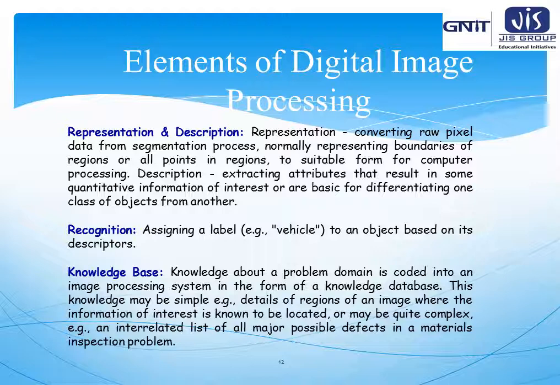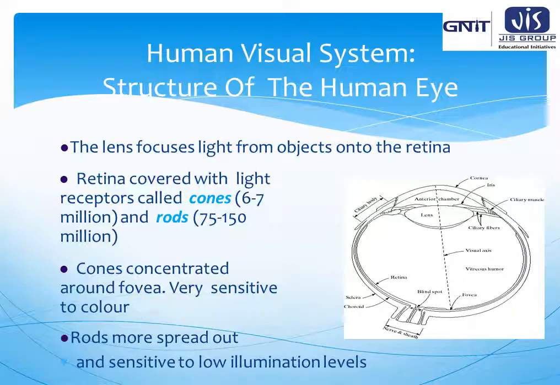And knowledge base: knowledge about a problem domain is coded into an image processing system in the form of a knowledge database. This knowledge may be simple, detailing regions of an image where the information of interest is known to be located, or may be quite complex, that is, an interrelated list of all major possible defects in a materials inspection problem.